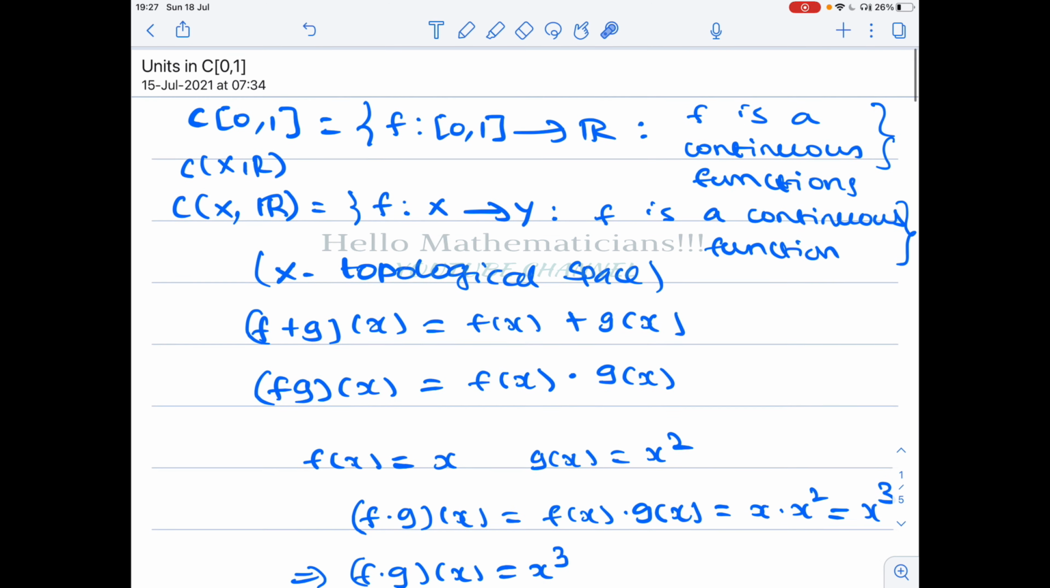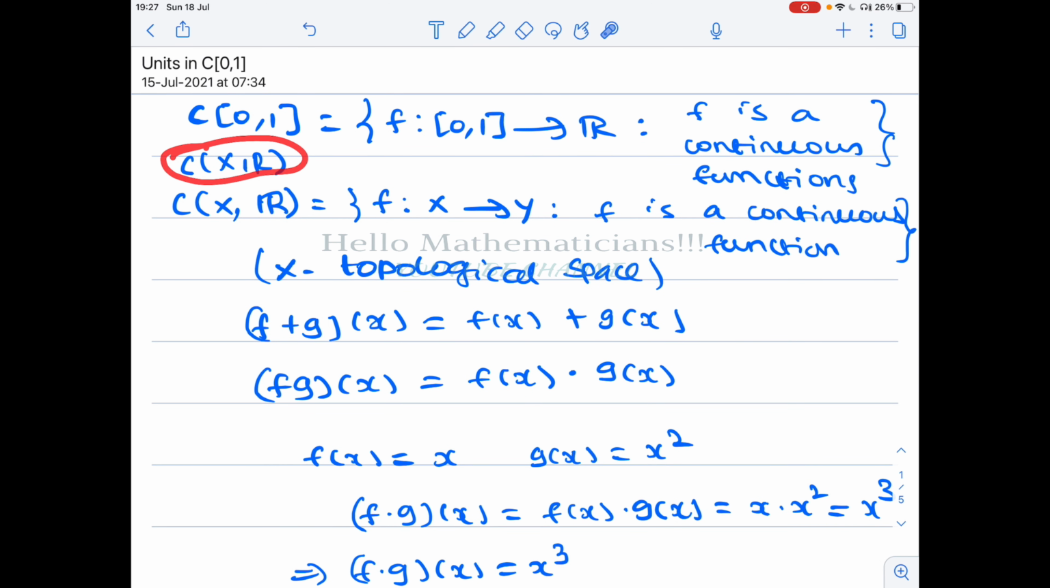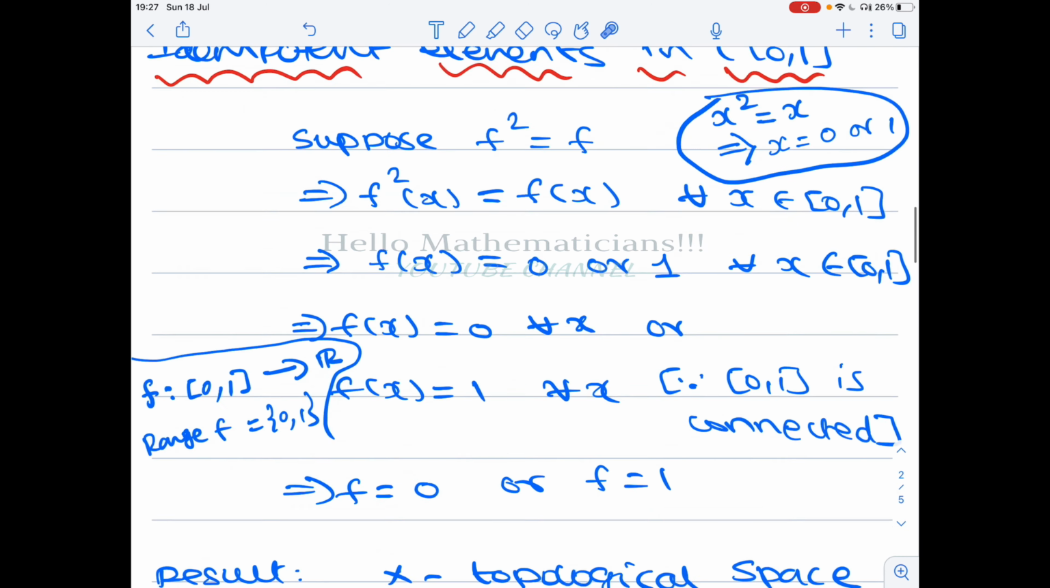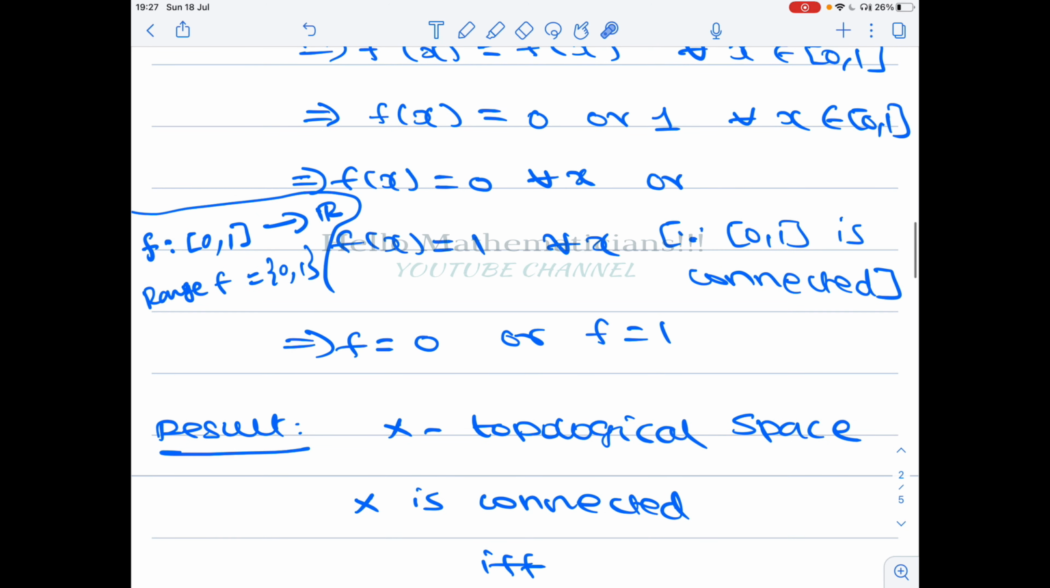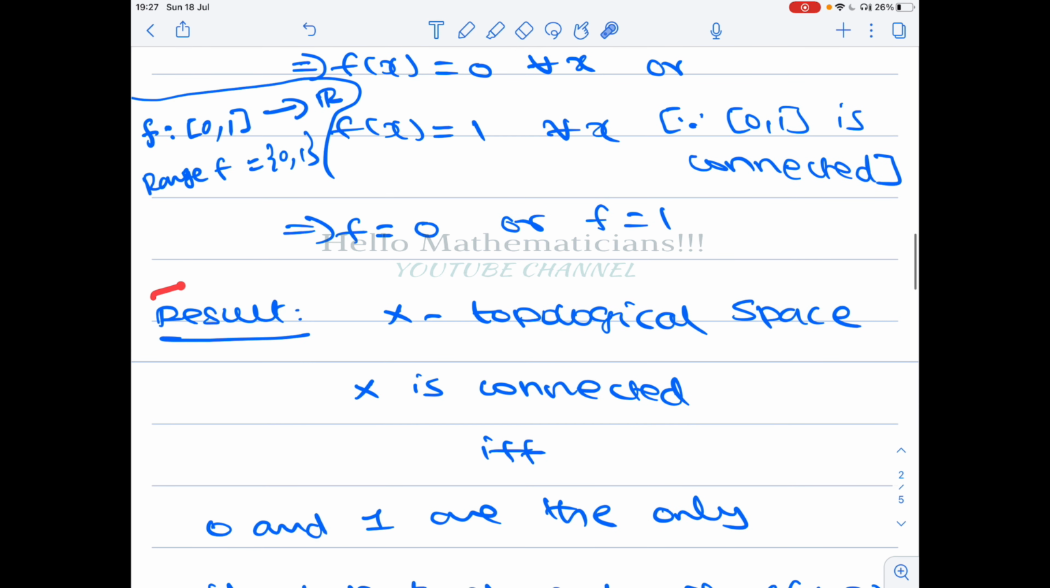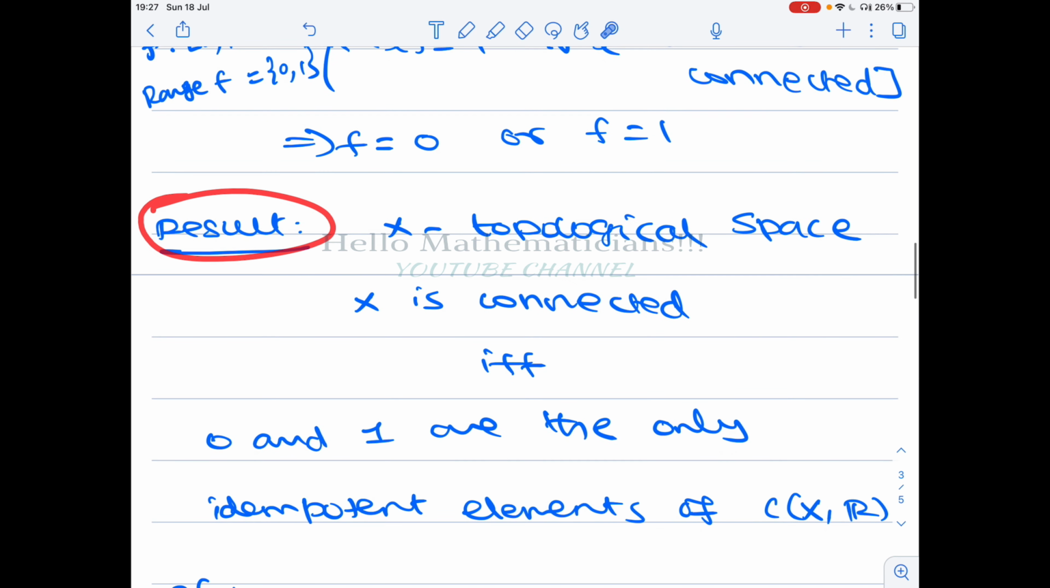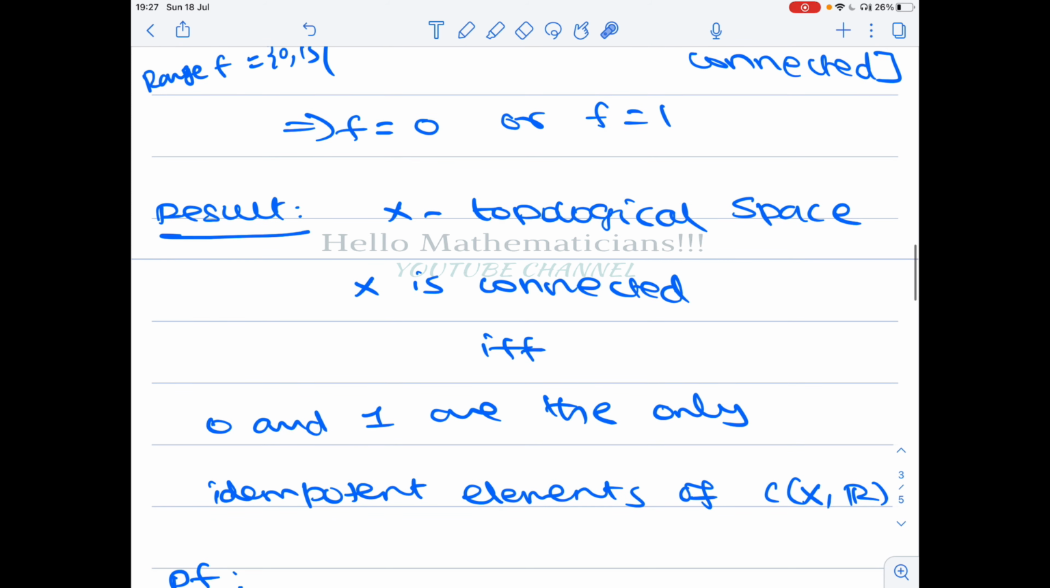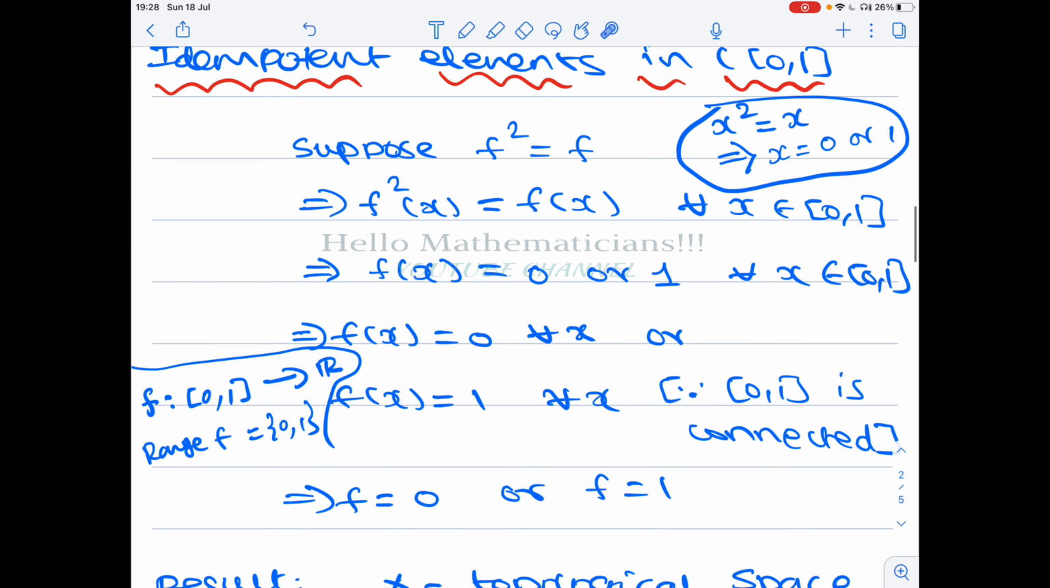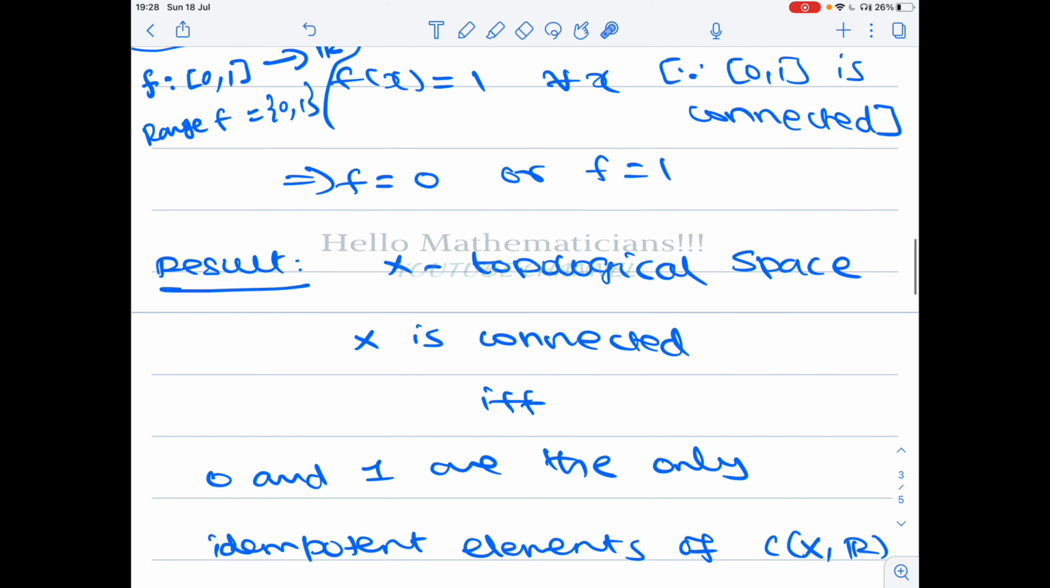Now, if you look at an arbitrary C(X, R), where X is a topological space or X is a metric space, if this X is not connected, then this result is not true. There can be other idempotent elements also. So, that is again an important result. You can see many problems in C[0,1] asked regarding idempotent elements, so using this result we have to argue.